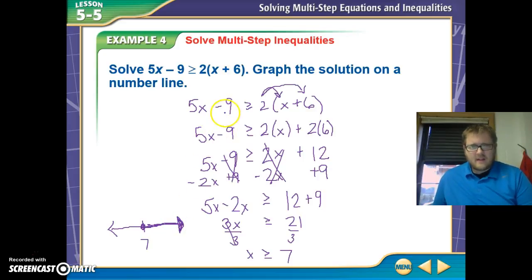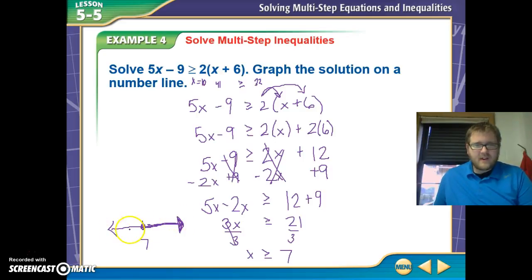For instance, if you put a number greater than 7 in, such as 10, you're going to get 50 minus 9, which is 41 on this side. And remember, we're putting 10 in for x. If I put 10 in for x on this side, I get 10 plus 6, which is 16, times 2, which is 32. So we're saying 41 is greater than 32. 10 is greater than 7, and that works. Just showing you how we can plug a test point in.